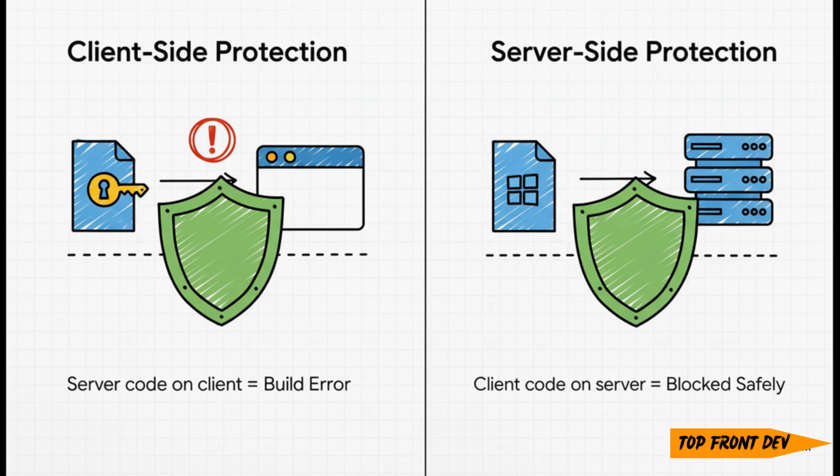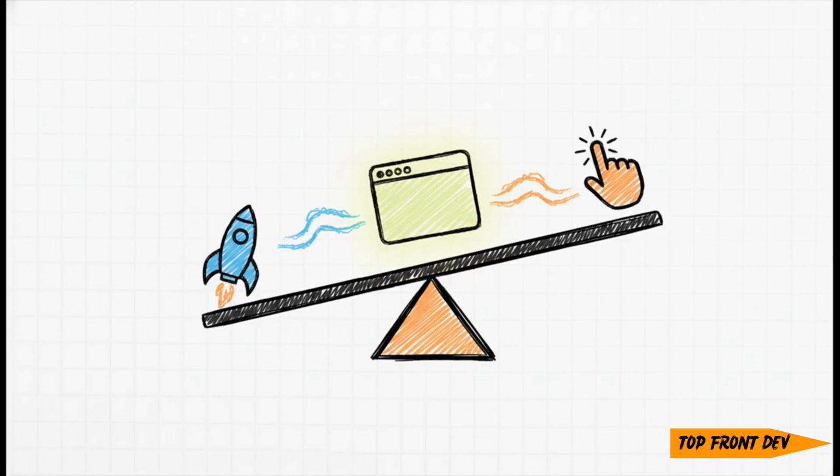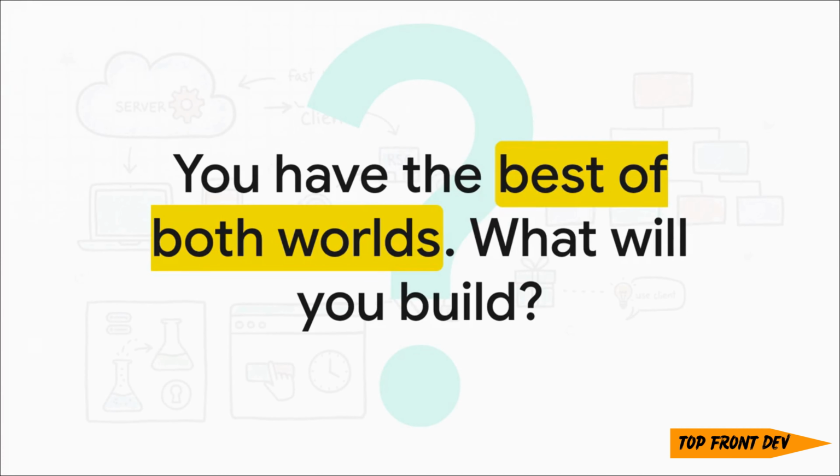So when you put it all together, you see how this architecture just completely solves that core dilemma we started with? You get the raw performance of server rendering and the rich, fluid experience of a single-page application, all without those old trade-offs. It's a genuine paradigm shift in how we build for the web. You truly have the best of both worlds at your fingertips. So the only real question left is, what are you going to build with it?